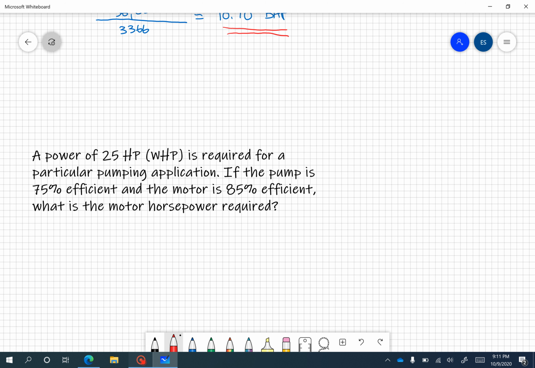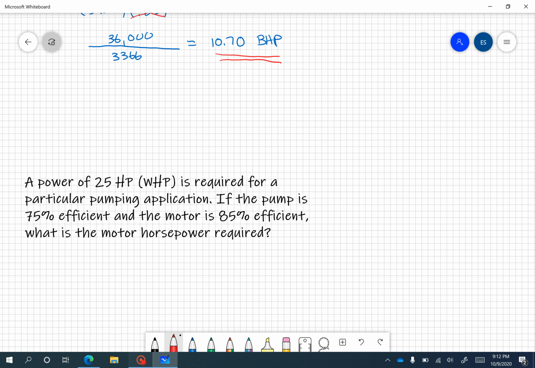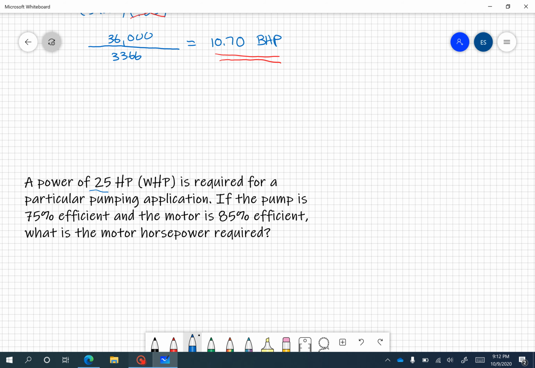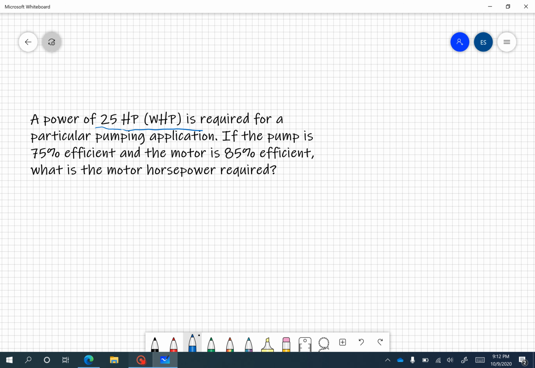Okay, our next calculation is going to be along these lines. We don't actually have to use all of the calculation because we are given the water horsepower. So we don't have to actually factor in that water horsepower formula. We're already given that in this case. So we have 25 water horsepower.